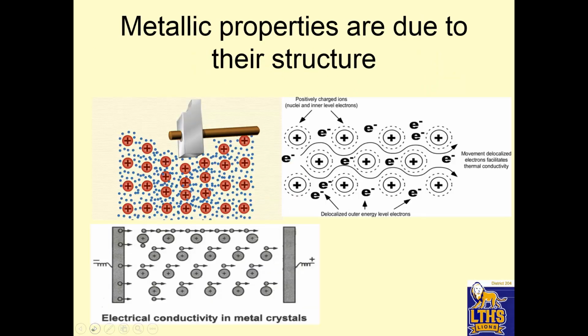Metallic properties are due to their structure. So if I have malleability, like this right here, why are metals malleable? Because, and we talked about this, their electron sea, or their non-directional covalent bonds, allow the metals to move around a lot more. See how this space is a little bit more? So why are they malleable? Because non-directional bonds allow movement.